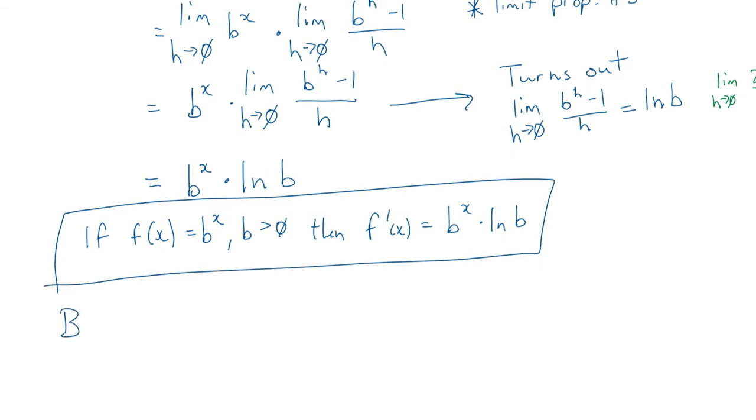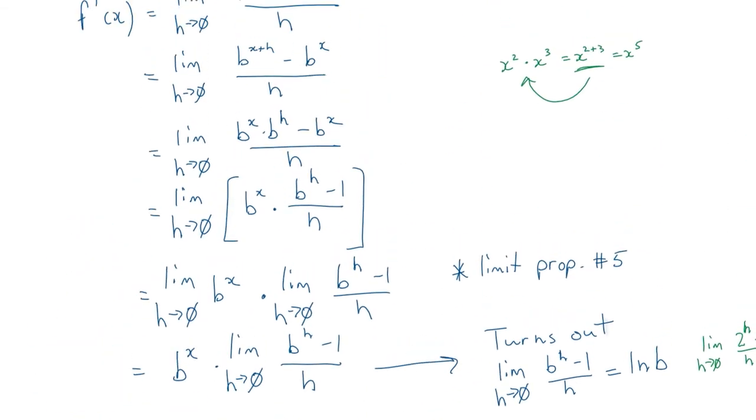But hold on, there's more. What if the ln of b was some easy number like 1? What if ln of b was 1? I want you to think about this for a second. Go back and think about what we just did.